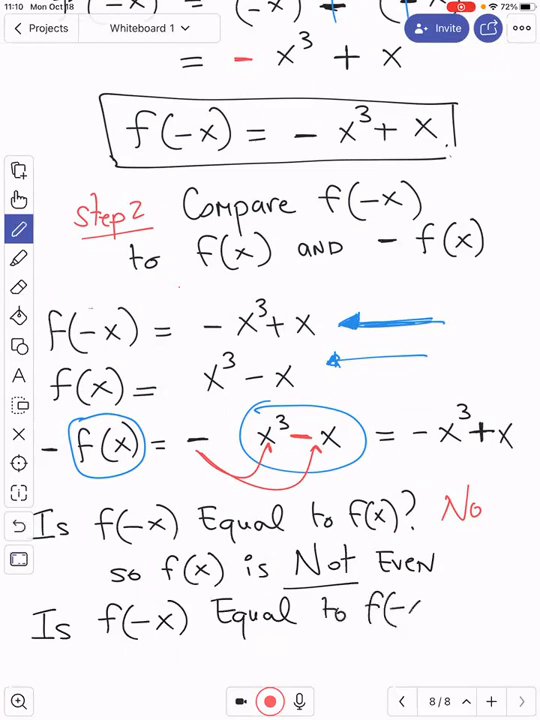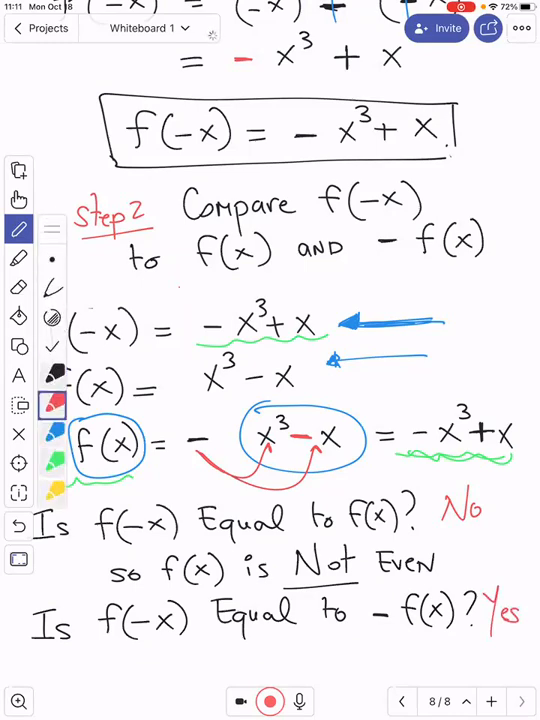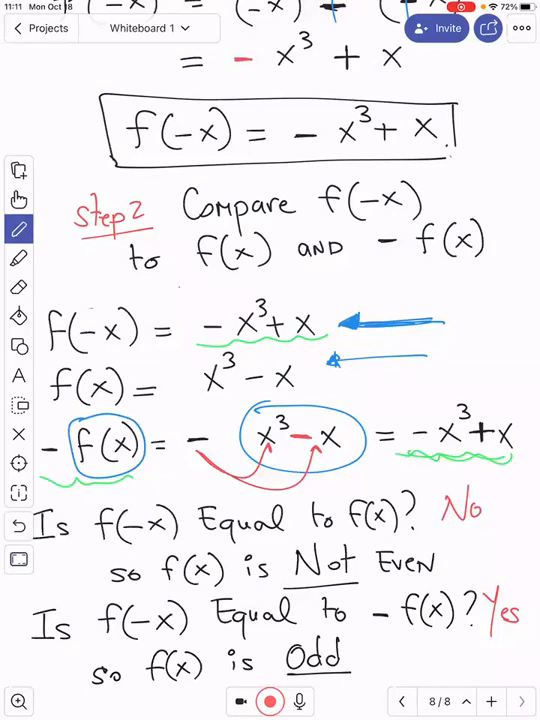And then the second question, we have to compare this f of minus x to see if it's equal to minus f of x. So this is my f of minus x, and here's my minus f of x. As you can see, they are equal. So the answer is yes, and if the answer to this question is yes, it means that f is odd. So f of x is odd, as expected.